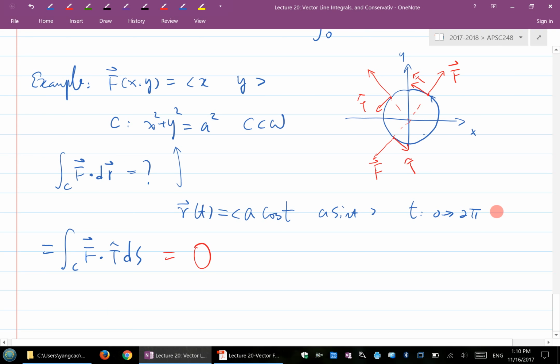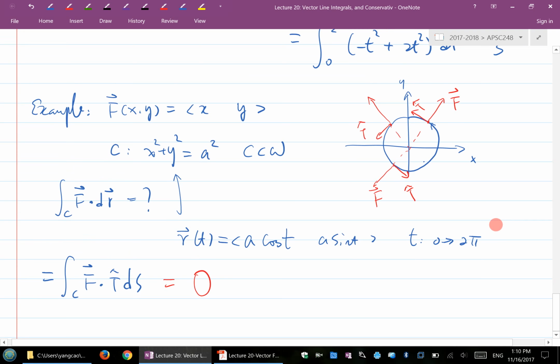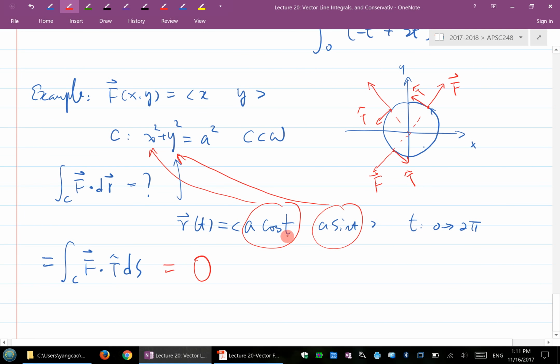Where did you get a cos theta? Oh, that's the parametric equation for the curve C, for x squared plus y squared. If I substitute this here, what do you get? You get a squared, right? That's the parameterization of the curve C. And you can use a different parameter, like 2t or 3t.